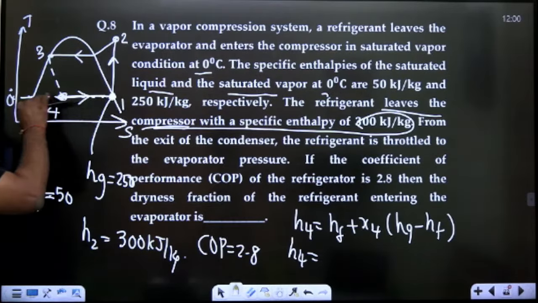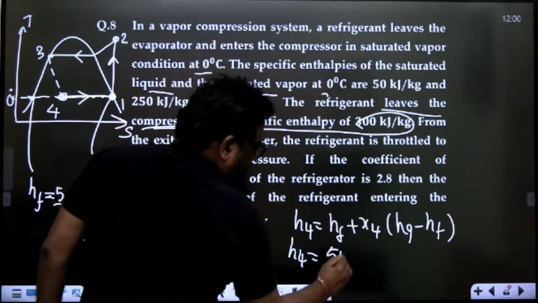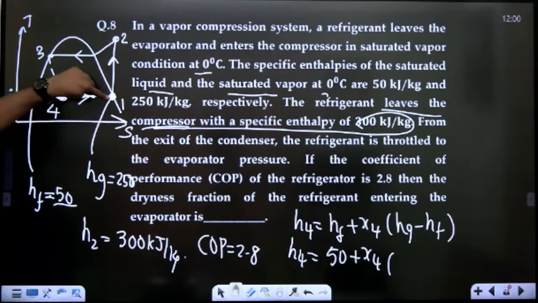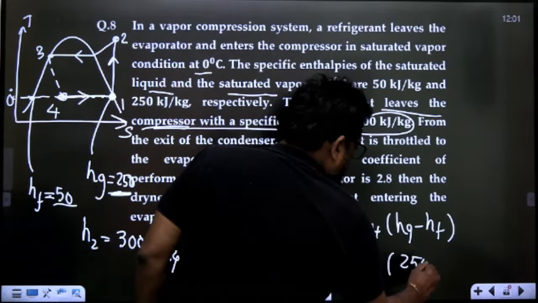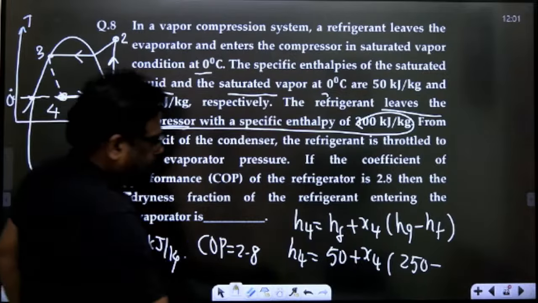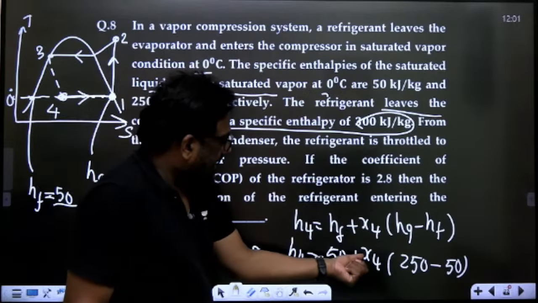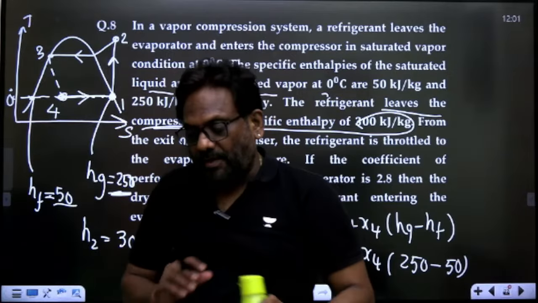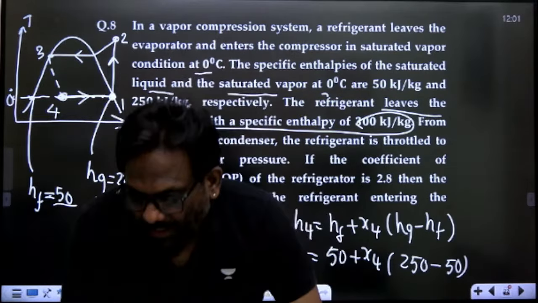What is HF? Already at 0 degrees centigrade HF is given, 50. Hg at 0 degrees centigrade is given, 250. Now, to calculate the dryness fraction at 4, I need H4. How to calculate H4?